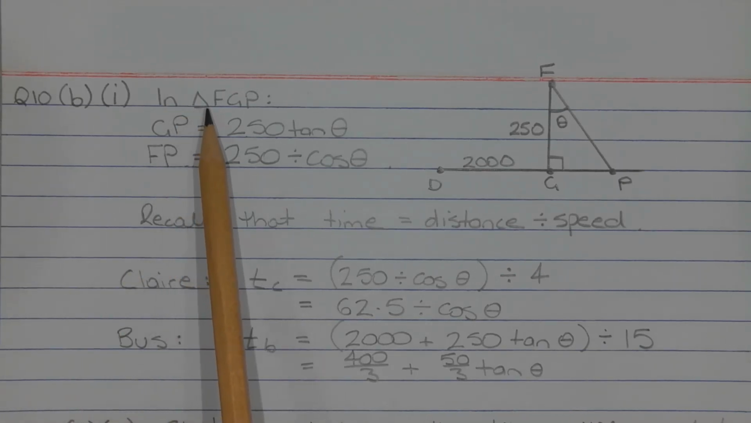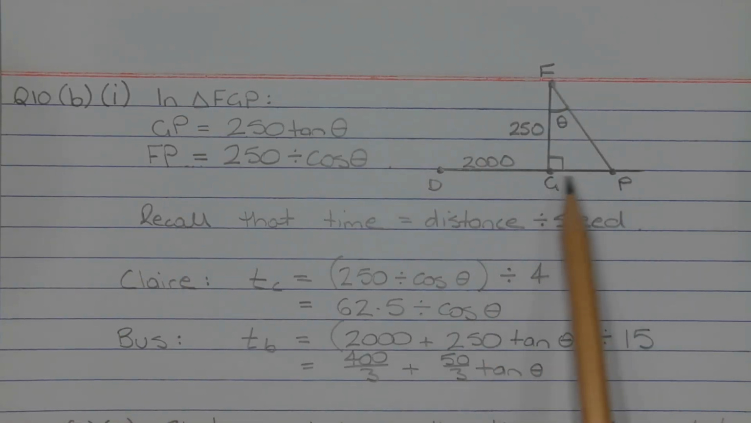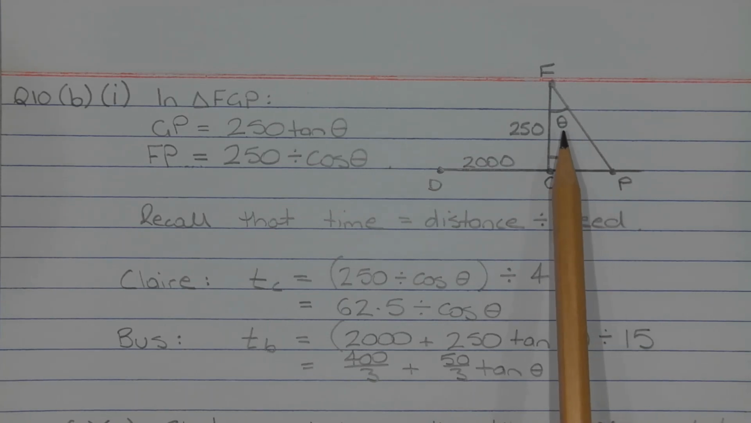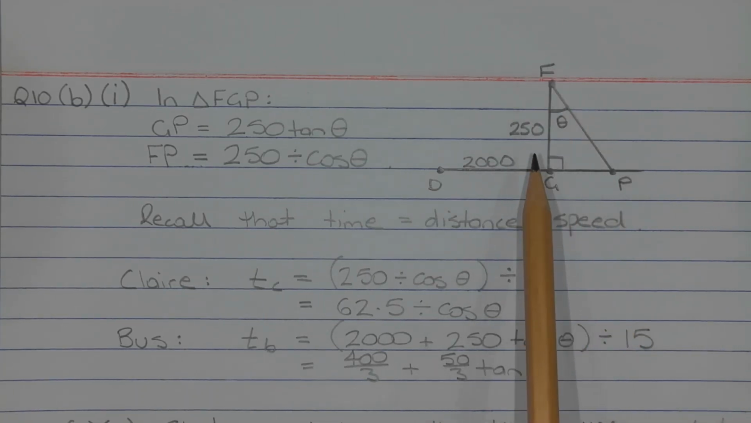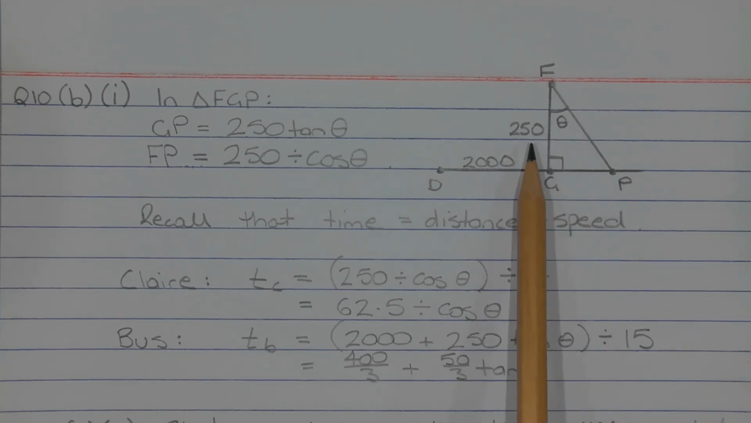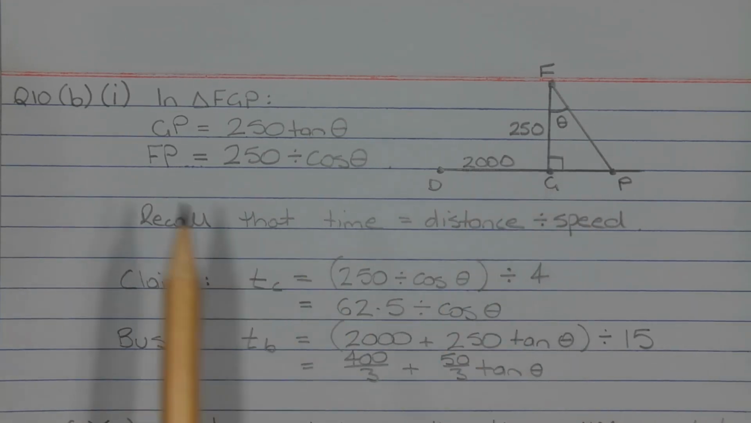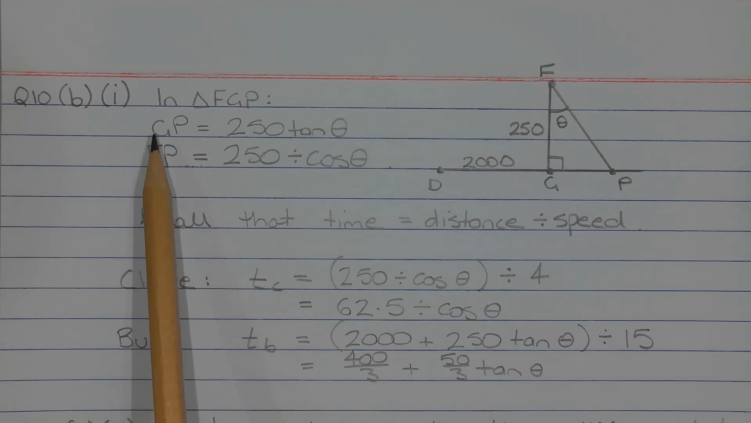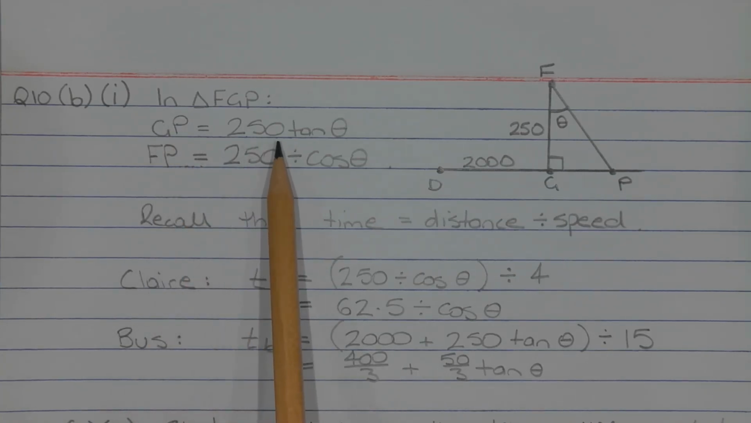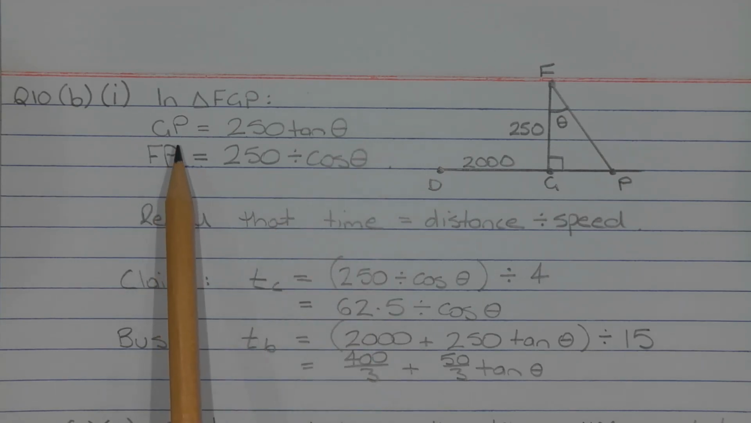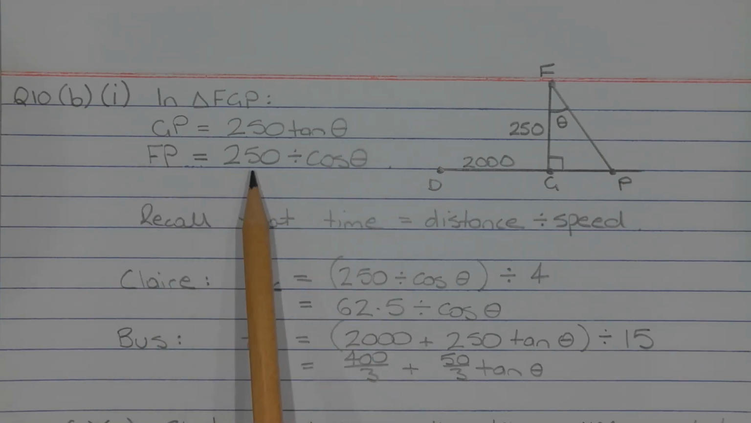In right-angle triangle FGP, side GP is the short side opposite angle theta, side FP is the hypotenuse, and side FG is the short side adjacent to angle theta, which is equal to 250 meters. So applying regular right-angle trigonometry, the length of side GP is equal to 250 tan theta, and the length of side FP is equal to 250 divided by cos theta.